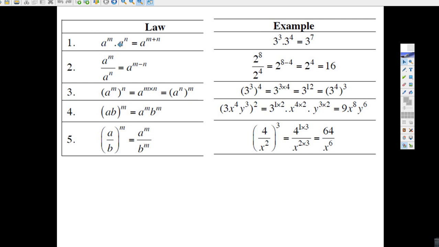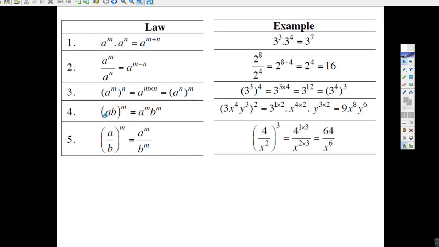When you multiply 2 things to the same base, you can write down the base and add the exponents. When you divide, you can write down the base and subtract the exponents. When you take a power and you put it to a power, you write down the base and you multiply the exponents. Now that's the 3 main ones.